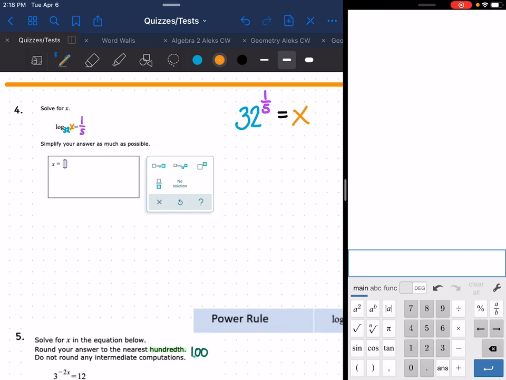Ladies and gentlemen, look at that. This can go right into the calculator. I can put that right into the calculator and the calculator will tell me what x is equal to. Here we go. 32 raised to the 1/5. x is 2. That's it.